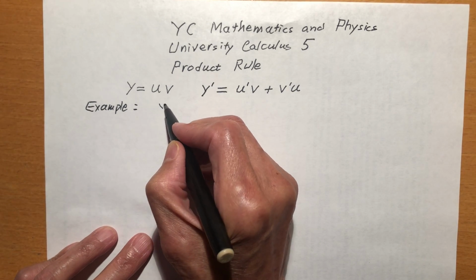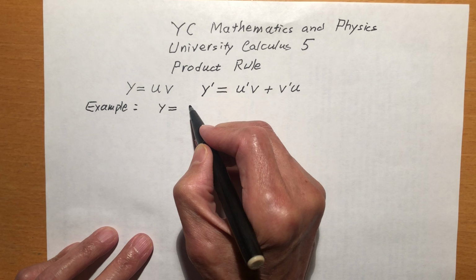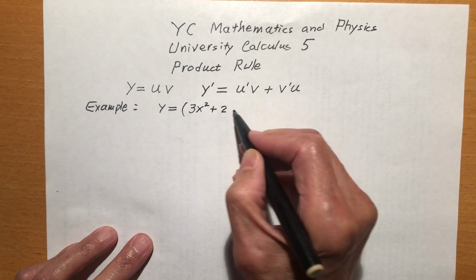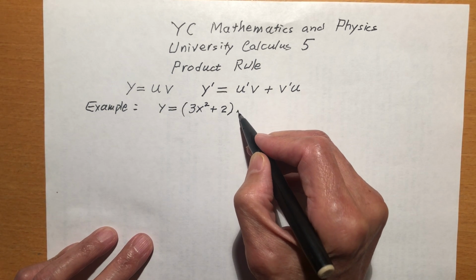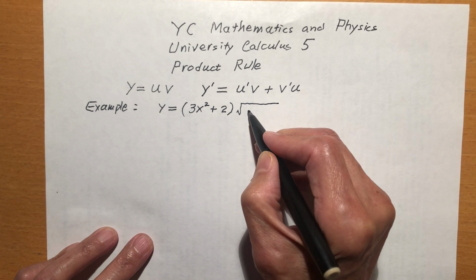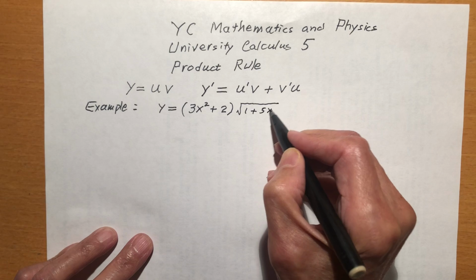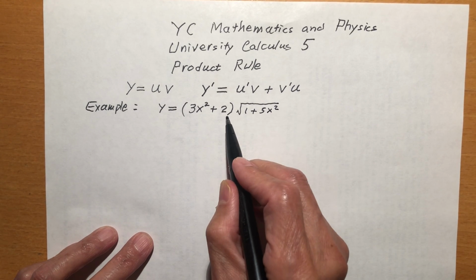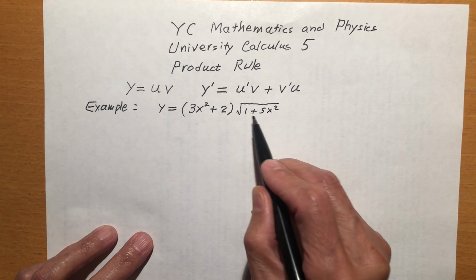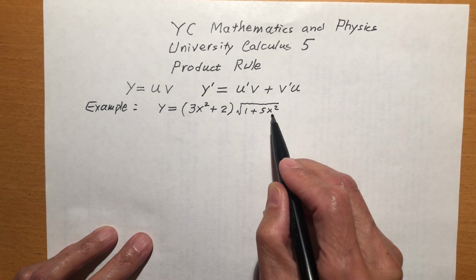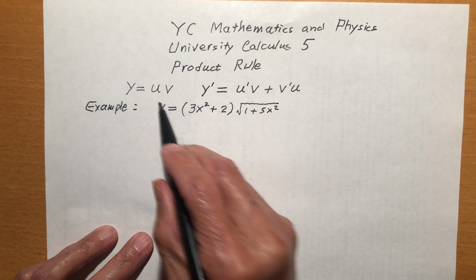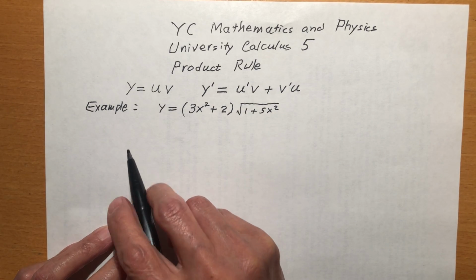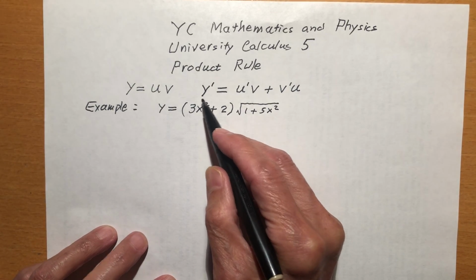So given function y is 3x squared plus 2, and in brackets, multiply a square root 1 plus 5x squared. This bracket is one function. This square root is another function. So this is our u, and this part is our v. So let's apply the product rule.